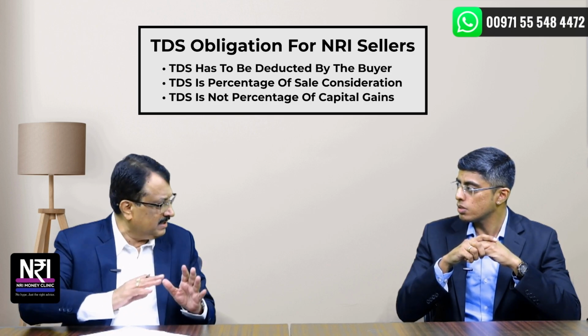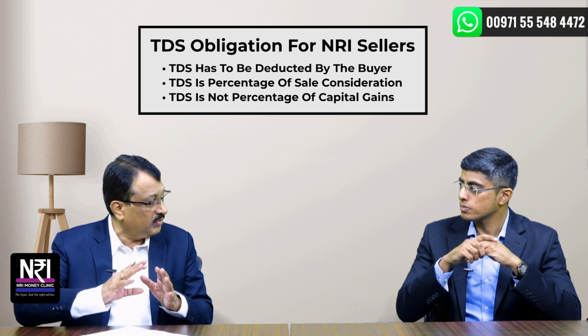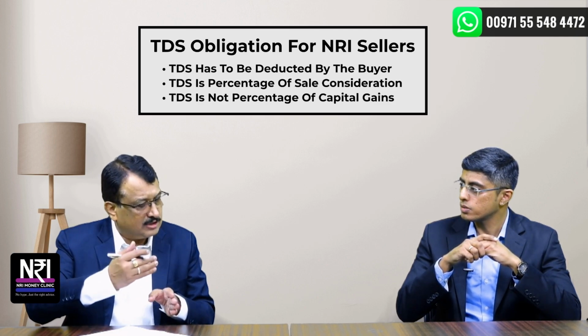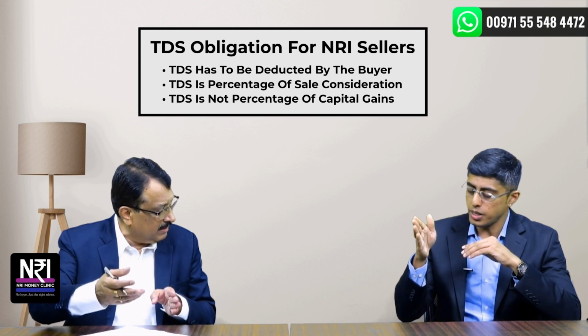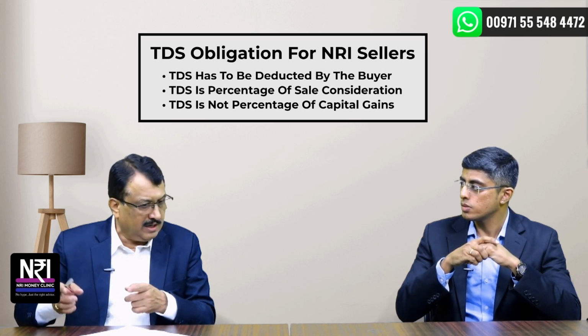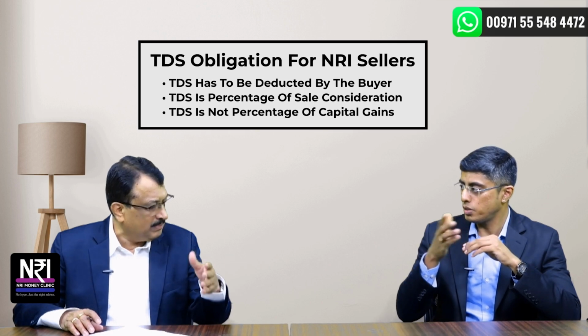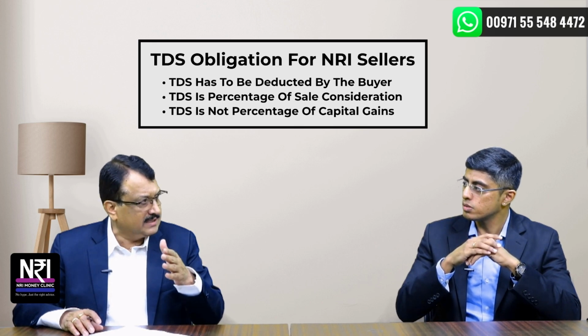Let me summarize my understanding here. If the seller is an NRI, he has an obligation for TDS. But the TDS has to be done by the buyer. So at the time of paying the seller, who could be an NRI, the buyer has to deduct the full 20% plus surcharge as TDS and remit it to the government.